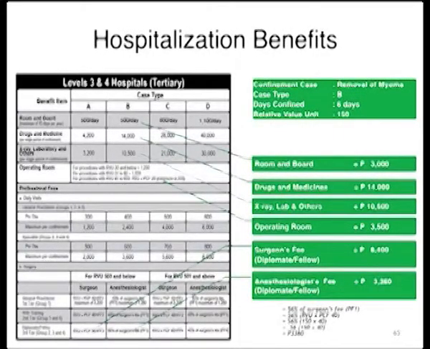Professional fee for the anesthesiologist level 2, 3, 4 is computed with the following formula. 56% of surgeon's fee equals to 56% of the product of relative value unit and peso conversion factor of 40. This equals to 56% of the product of 150 times 40. The total is 3,360 pesos.